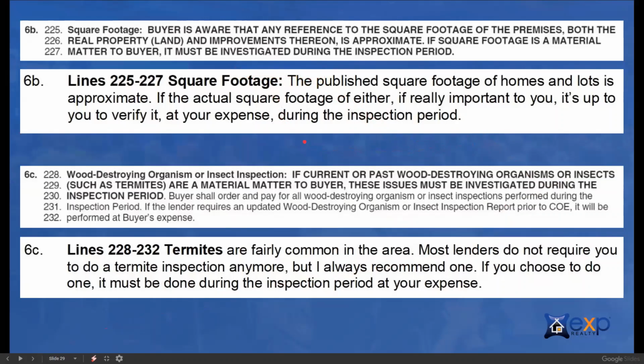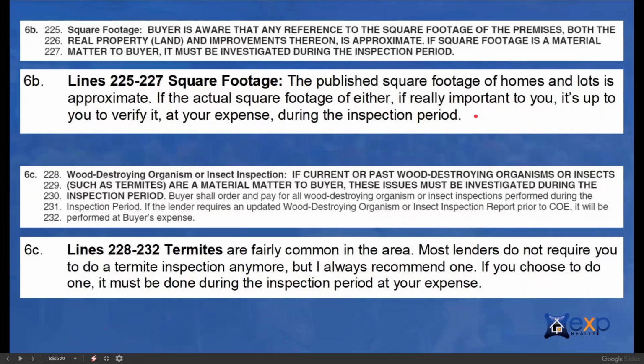Section 6B, square footage. I describe that as saying the published square footage of homes and lots is approximate. If the actual square footage of either is really important to you, it's up to you to verify it at your expense during the inspection period.